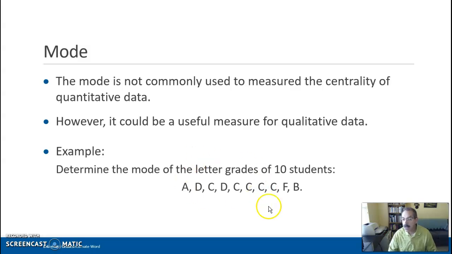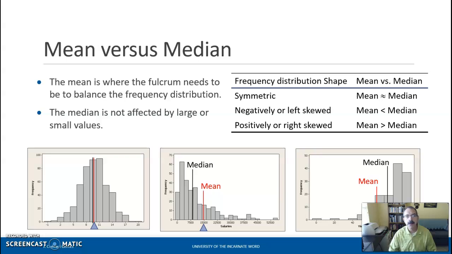Again, we're not going to use this measure of centrality because it's not unique to a data set. So from now on, we're going to talk about the mean and the median as the measures of centrality. All right, in the next segment, we'll talk about these comparisons of the mean and the median.